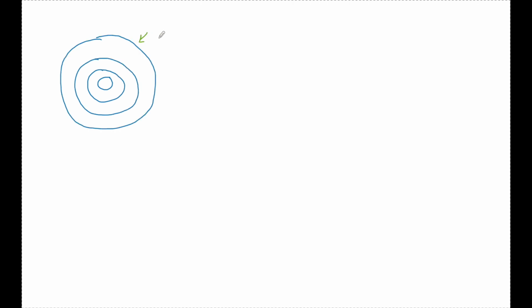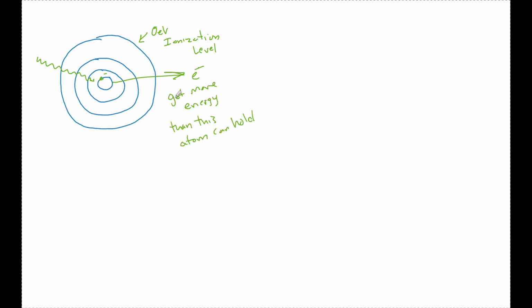Now back to this drawing I had before where I had these lines going around. And I labeled this 0 eV or the ionization level. So essentially what happens is if I have an electron down here in the ground state, and here comes my little photon, well, if it gives this electron more energy, then that electron is going to be ejected out of the atom. So this electron is now gone. It's got more energy than this atom can hold. And when an atom gains or loses electrons, it is going to be called an ion.